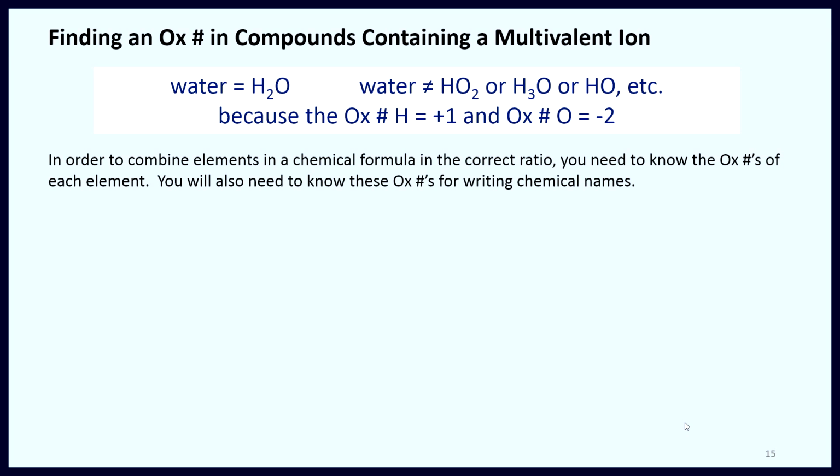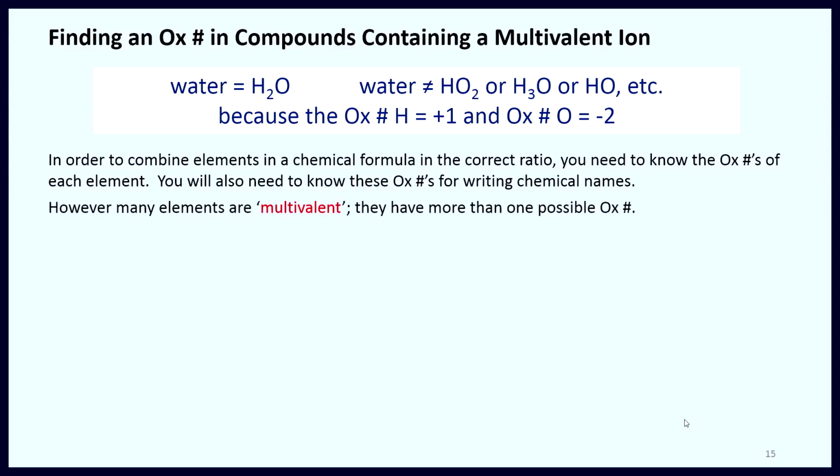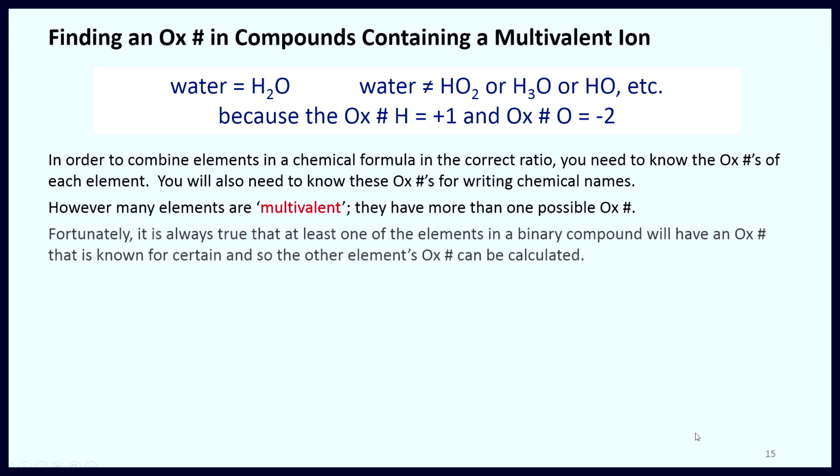Now, in order to combine elements in a chemical formula in the correct ratio, you need to know the oxidation numbers of each element. You'll also need to know the oxidation numbers for writing chemical names. However, many elements are multivalent. They don't all have fixed oxidation numbers. A number of them have more than one possible oxidation number. Fortunately, it is always true that at least one of the elements in a binary compound will have an oxidation number that is known for sure, it's fixed, and so the other element's oxidation number can be calculated.